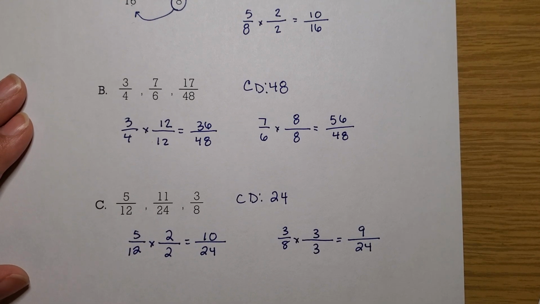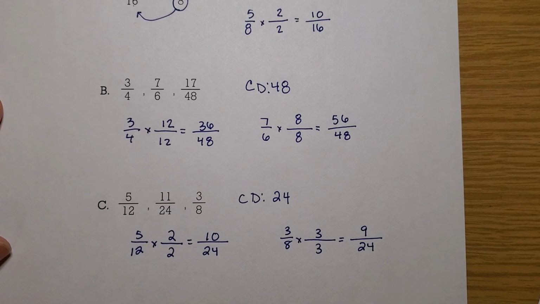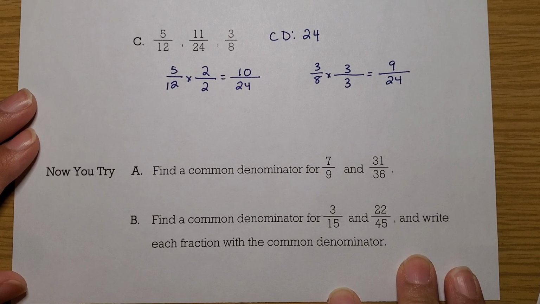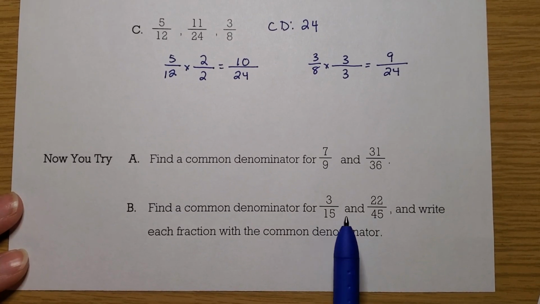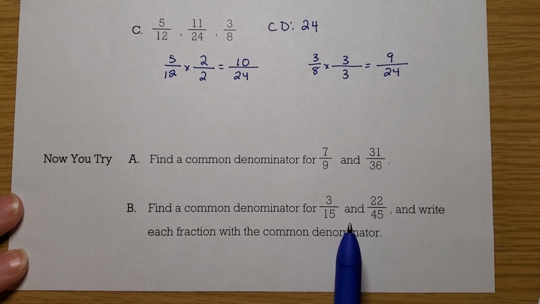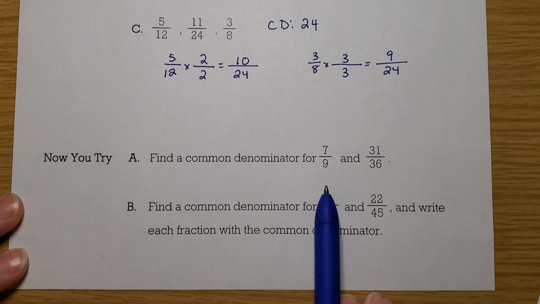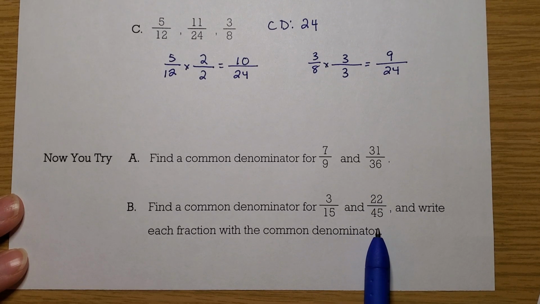In the next video, we're going to talk about an alternate technique that will always work, and it will always give you the smallest possible denominator that is common to all your fractions. But before we get there, let's do a few problems to try out on your own. So find a common denominator using this method of using a shared multiple for your denominators. So we've got 9ths and 36ths, and then we have 15ths and 45ths.